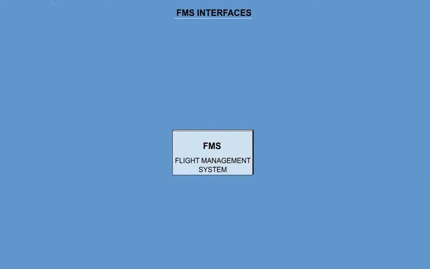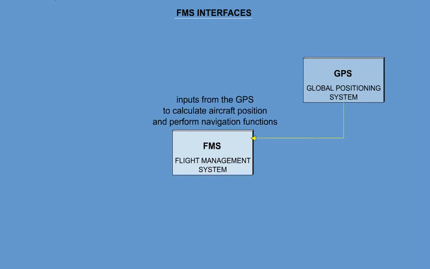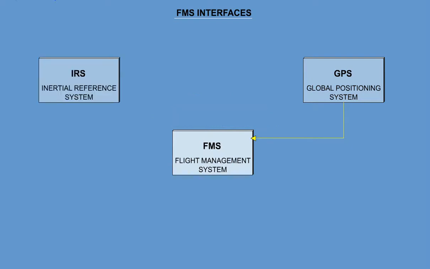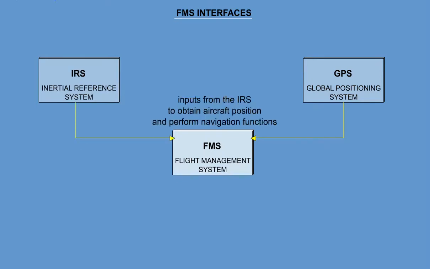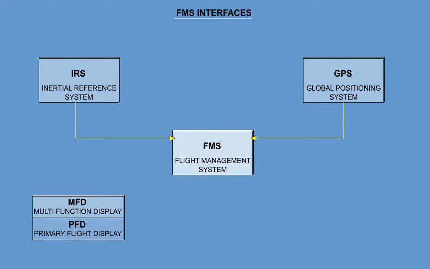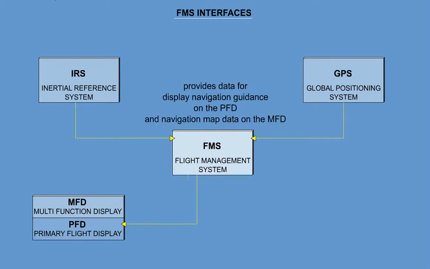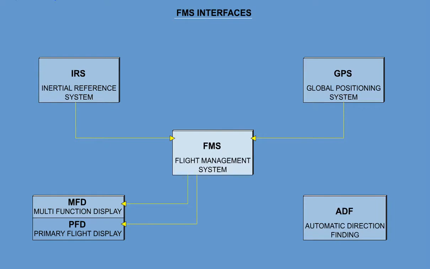The FMS interfaces with the following systems and equipment. GPS. The FMS uses inputs from the GPS to calculate aircraft position and perform navigation functions. IRS. The FMS uses inputs from the IRS to obtain aircraft position and perform navigation functions. MFD and PFD. The FMS provides data for display navigation guidance on the PFD and navigation map data on the MFD. ADF. The FMS uses inputs from the ADF to perform navigation functions.